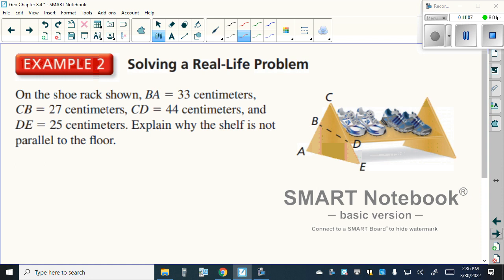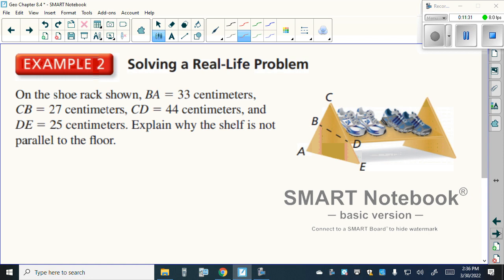Okay. This here is doing the converse. Because our theorem that we used for the last two, if the lines are parallel, then the side lengths are proportional. We have that proportionality. Now, if the side lengths are proportional, then those two sides, or those two lines, have to be parallel. And that's what it's asking.